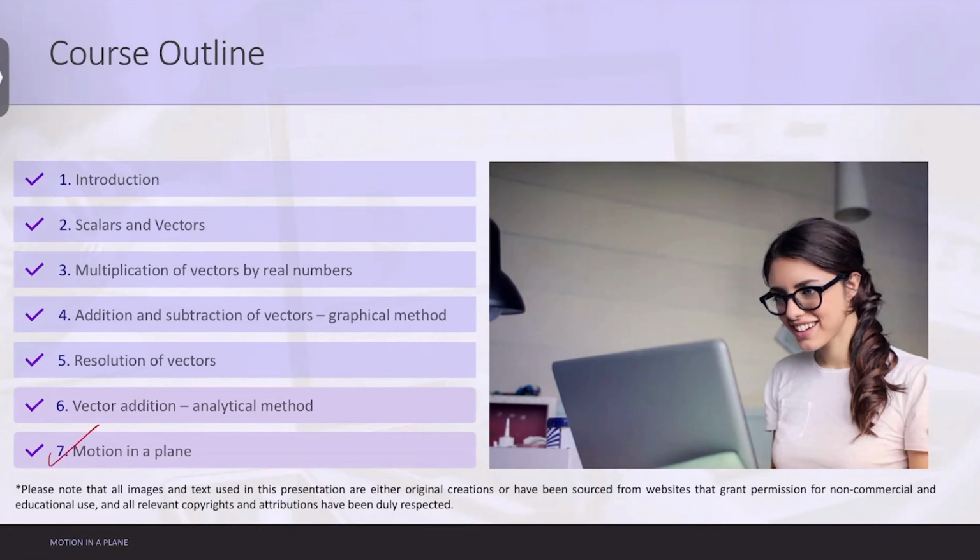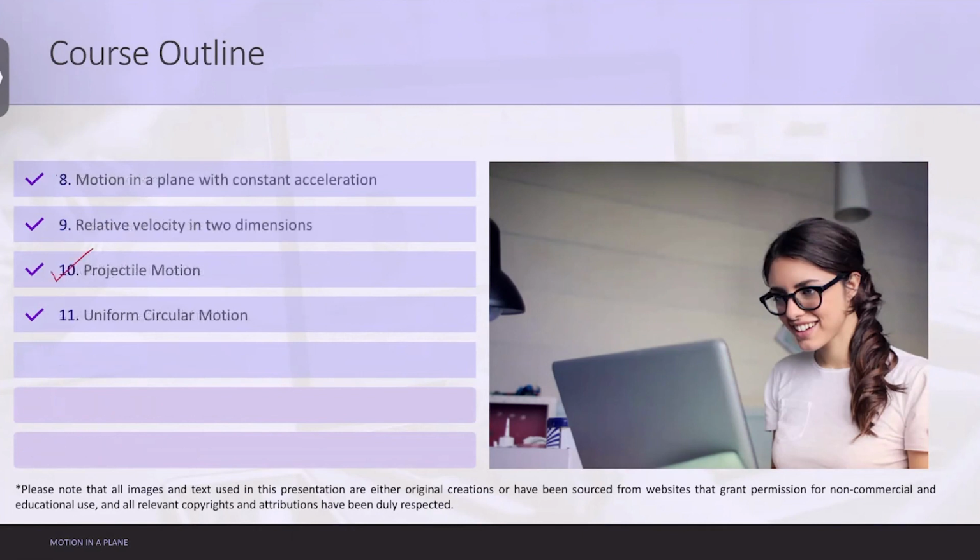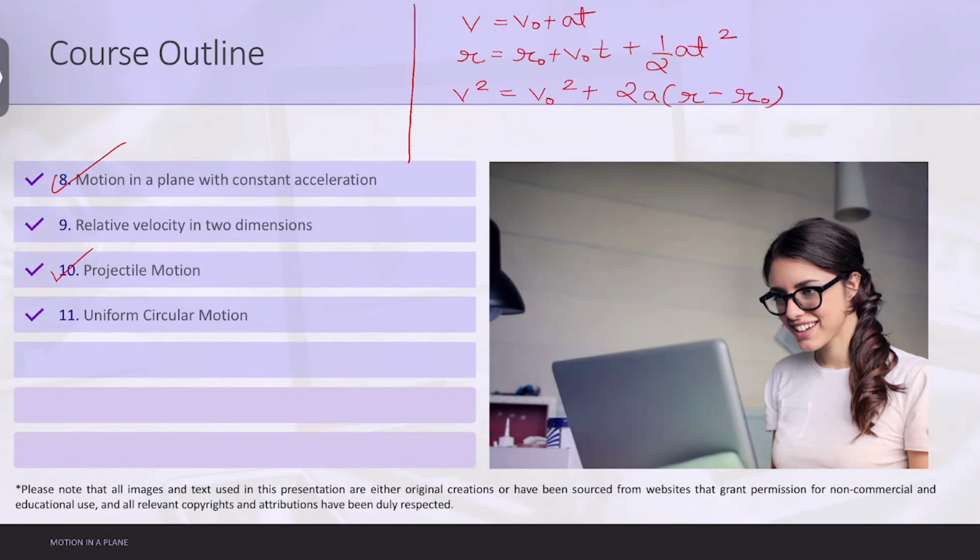Then we started understanding the motion in a plane, and finally understood motion in a plane with constant acceleration, in which again we derived the kinematics equations in vector form. The first was v = v0 + at. The second was r = r0 + v0 t + (1/2) a t². And the final was v² = v0² + 2a·(r − r0). So these are the three kinematics equations.